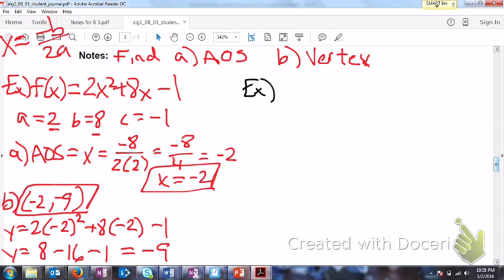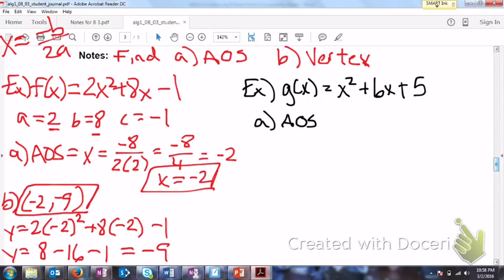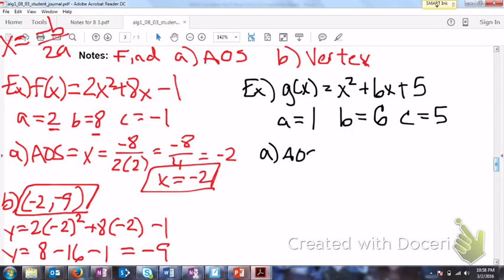Let's do another example. And this time, let's do g of x equals x squared plus 6x plus 5. Here we go, another example. Part A, find the axis of symmetry. What do we have to do first? Let's hold off a sec. We got to make sure we label what each one is. So A is, in this one, if there's nothing in front of x squared, it's actually 1. B is 6, and C is 5. Now we have those labels, so we can go ahead and jump in and find the axis of symmetry.